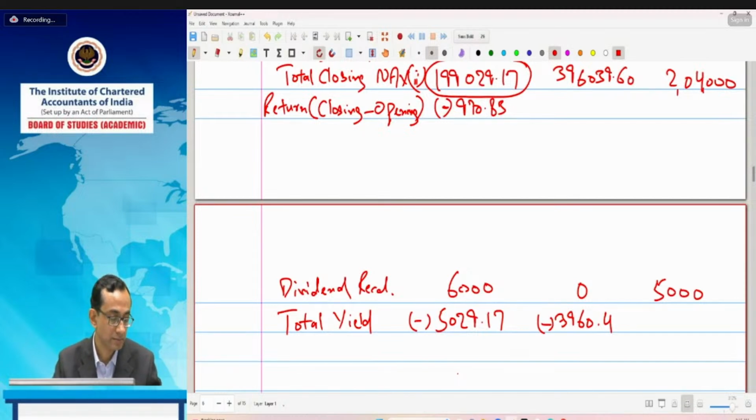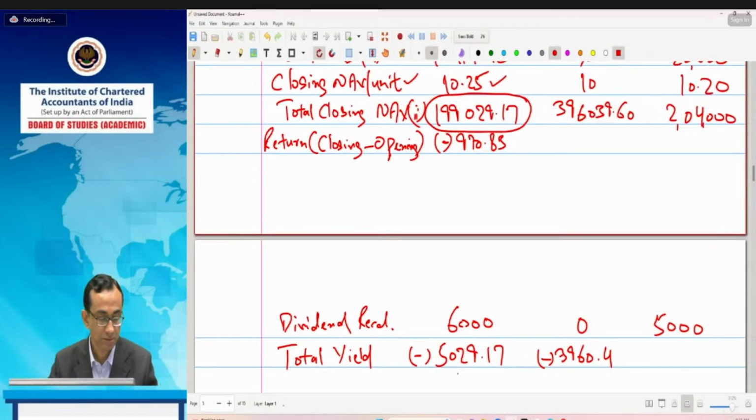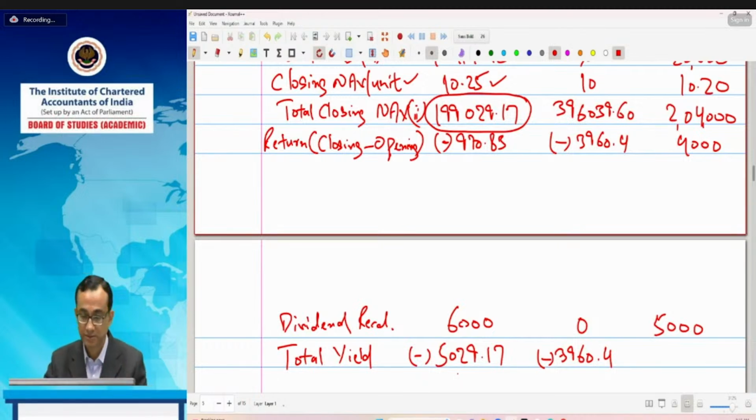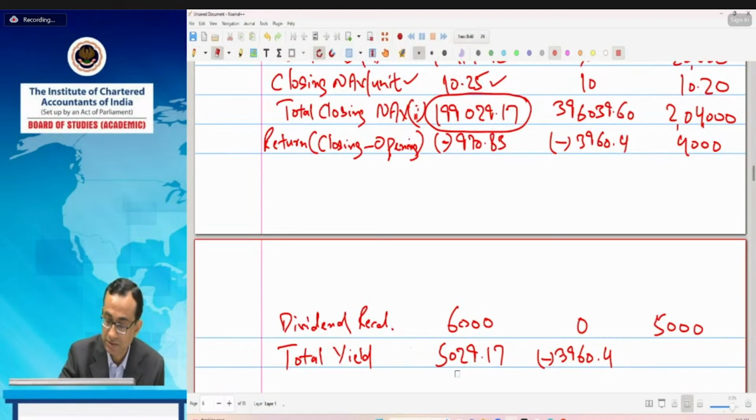Total yield. Return. Okay, so for Y, the return will be minus 3960.4. It will be 4,000 in case of Z, the return. So total yield will be return plus dividend. So it is minus 5029.17 in case of X. In case of Y, it is minus 3960. This will not be negative because dividend is in positive figure. And in case of Z, the total yield is 5 plus 4, that is 9,000.